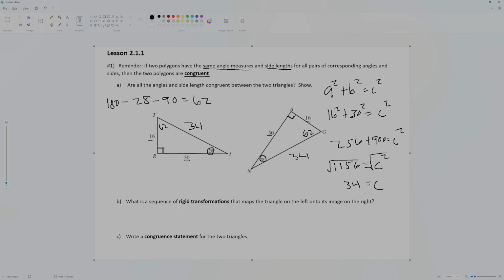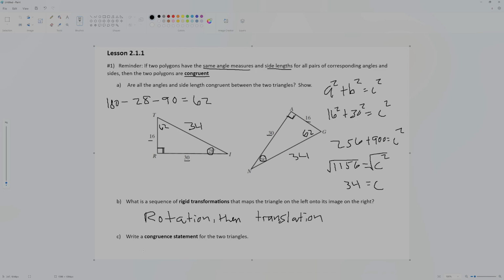Next says, what is a sequence of rigid transformations that maps the triangle on the left to the triangle on the right? So this would be a rotation. Then a translation. We would have to rotate the shape, and then we would have to slide it over for it to go on top of itself.